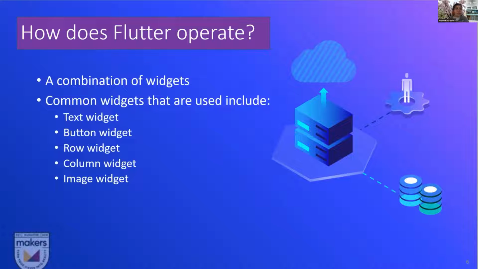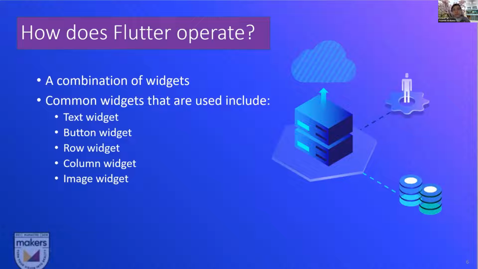So how does Flutter operate? The way Flutter operates is using a combination of widgets. And you can think of widgets as like boxes or some sort of containers that hold things in them. Now, there's a few types of common widgets that Flutter uses, and we'll show you the basics of, such as text widgets. As the name suggests, text widgets will hold text inside of them.